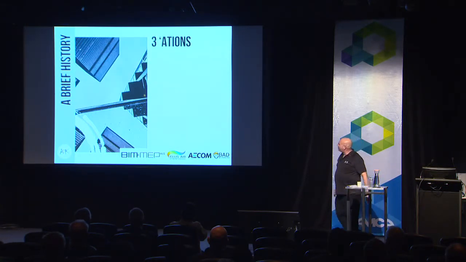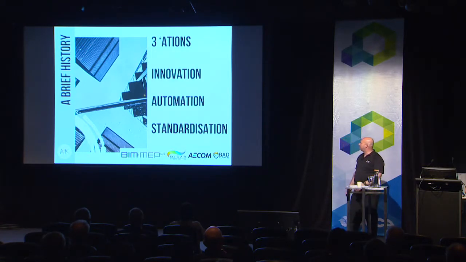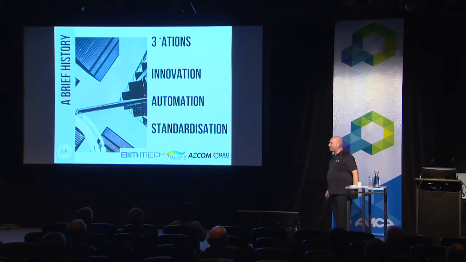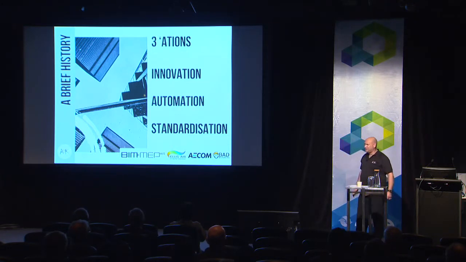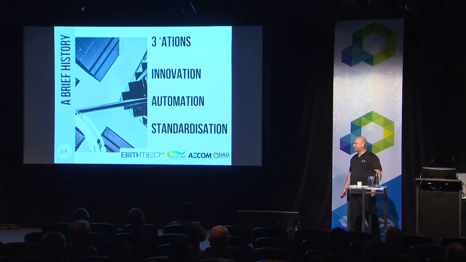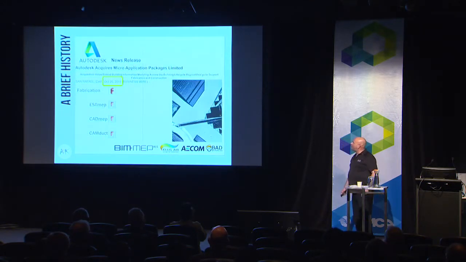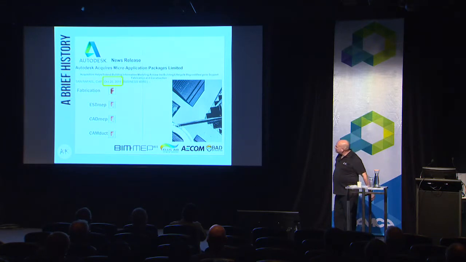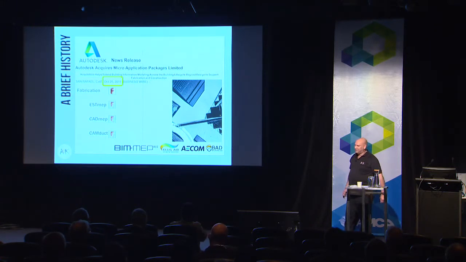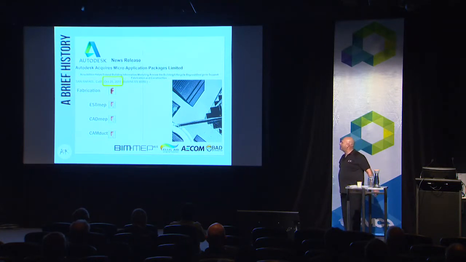And MAP had this vision way back then of three Ations: innovation, automation, and standardization. So I'm going to talk to you about a file format called MAJ, commonly known in the industry as MAJ files, which can be leveraged for fabrication of ductwork predominantly. Moving forward to October the 20th, 2011, that's when Autodesk procured MAP and the suite of products that you may or may not be familiar with: SMEP, CAD-MEP, and CAMDUCT.